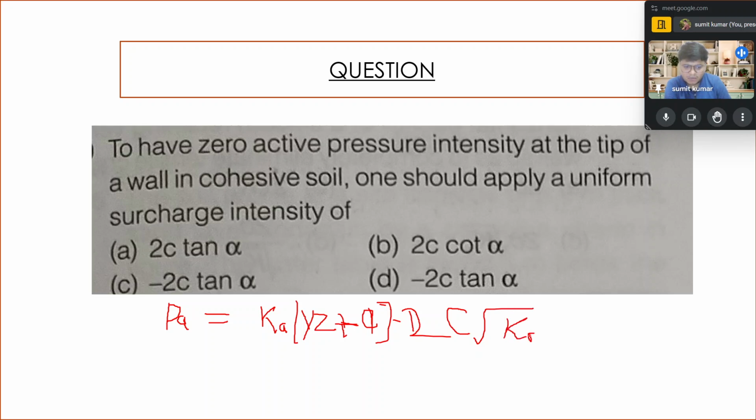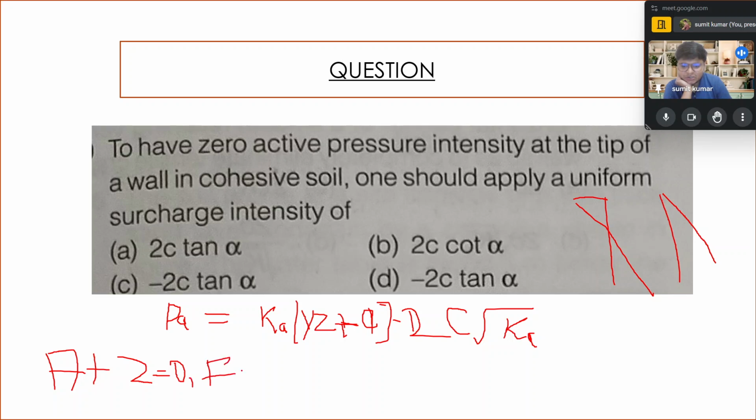Now it is asking how much surcharge we should have so that the earth pressure diagram, which in general gets formed like this, changes from this to this. So if there is some surcharge, this could happen. So to get the value of Pa at 0, at z equal to 0, or Pa equal to 0.